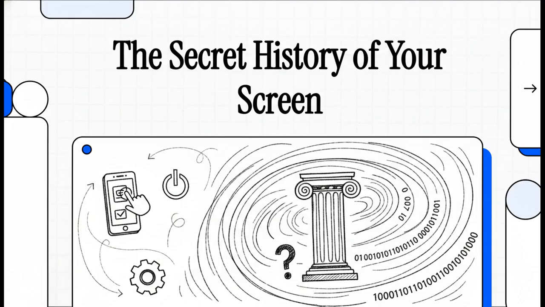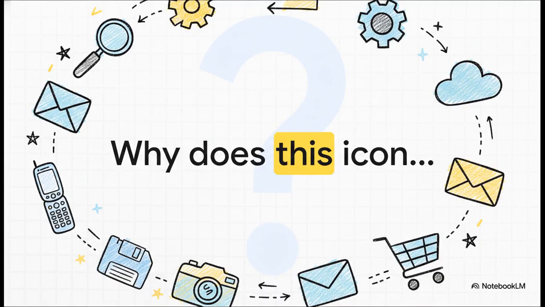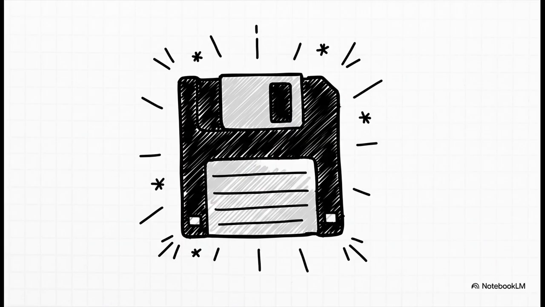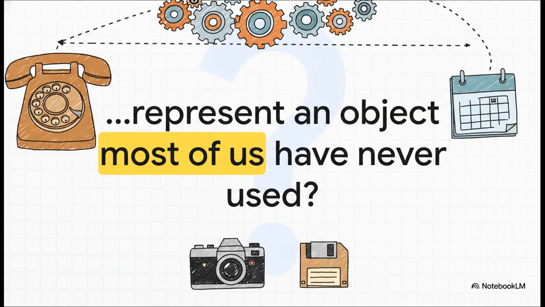The design of your phone has this secret history, one that actually connects it all the way back to ancient Greece. And the whole thing starts with an icon that millions of us use without even thinking about it. Yeah, I'm talking about this one. Why does this specific icon, the one we all know, the universal symbol for save, represent an object that, let's be real here, most of us have probably never even held in our hands? I mean, especially if you're under 30.